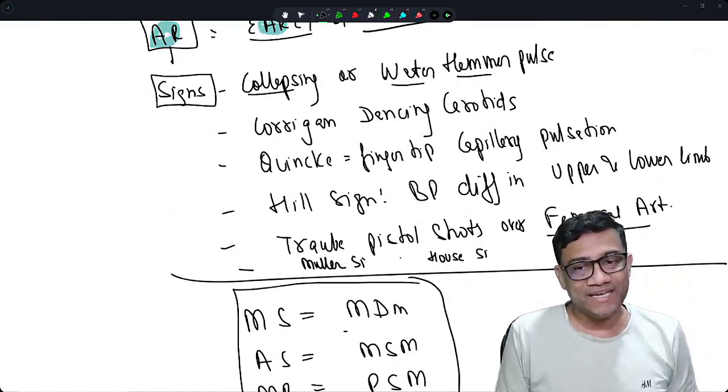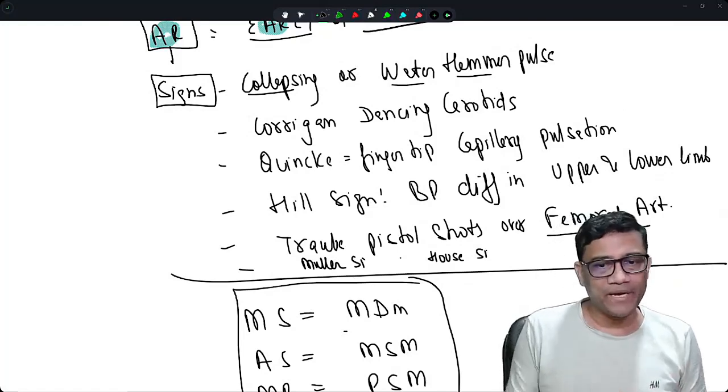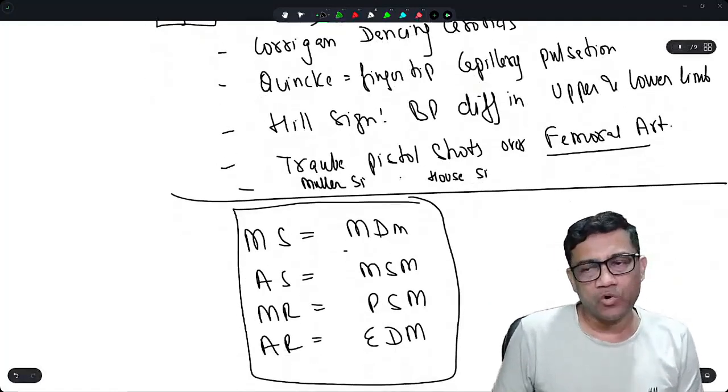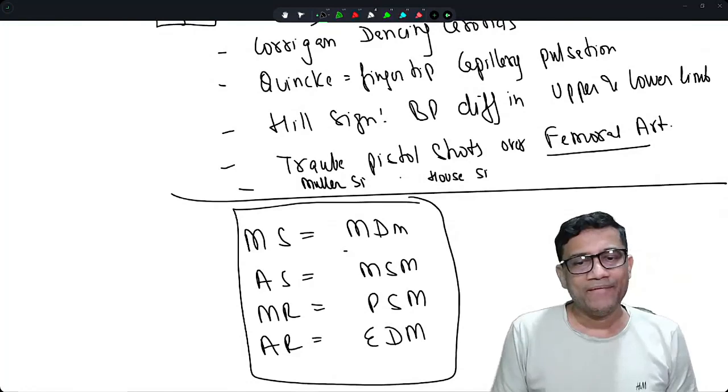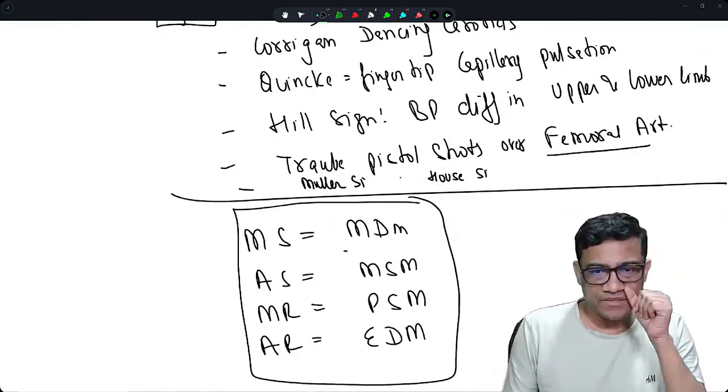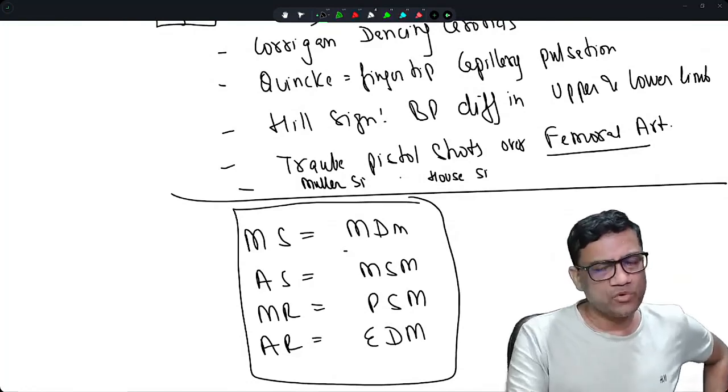Then there is Hill sign. The BP is different between upper and lower limb. Then you can hear very loud pistol shots over the femoral artery. Then there is Muller sign, lighthouse sign. So many signs are there.